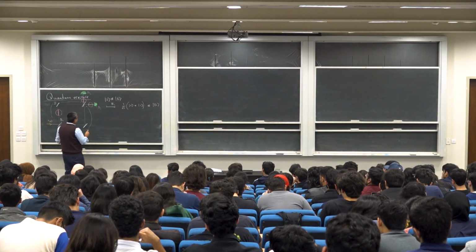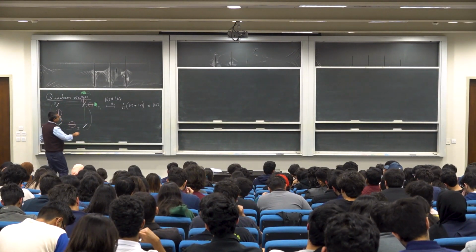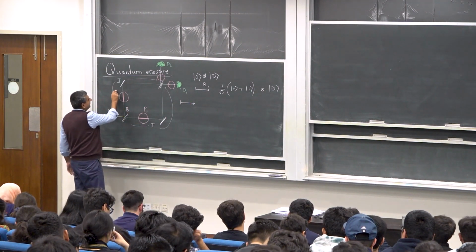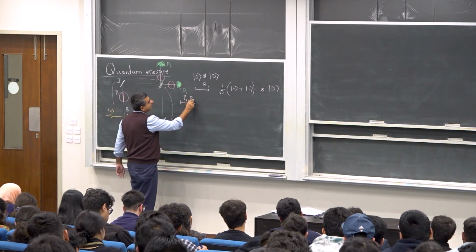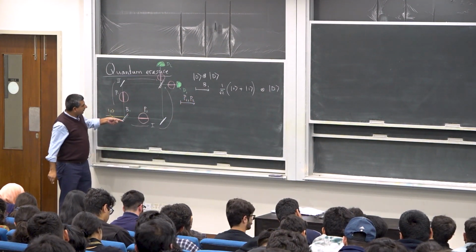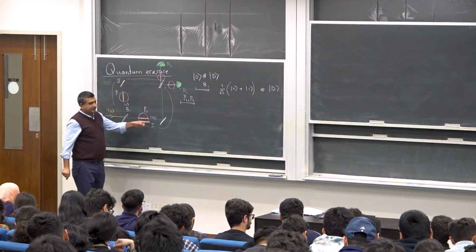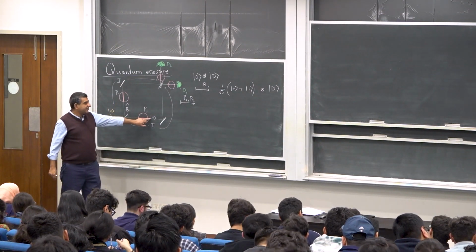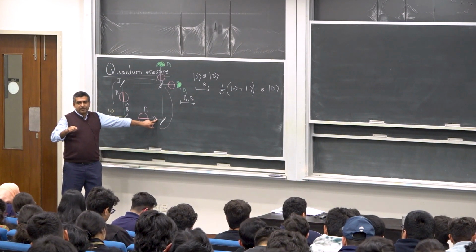Which-path information becomes available. So let's look at it from the perspective of dynamics. After the polarizers, let's call these P1, P2. After the polarizers, we know that, let's call this path ket 0, this path ket 1. Ket 0 corresponds to the horizontally going photon. So on the path ket 0, the photon that comes out here must be horizontally polarized.